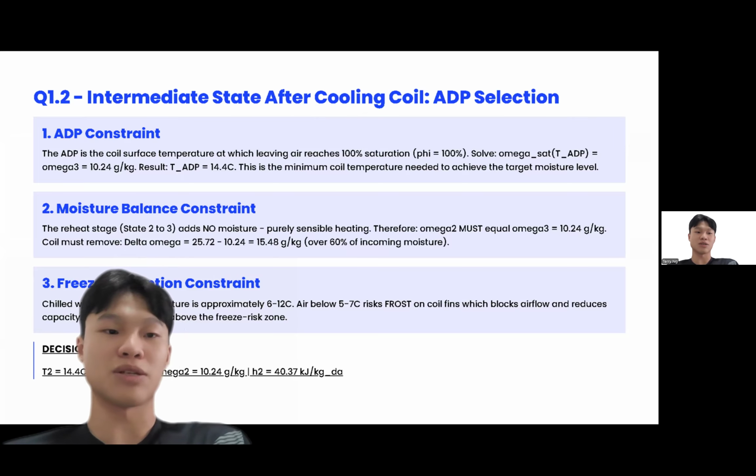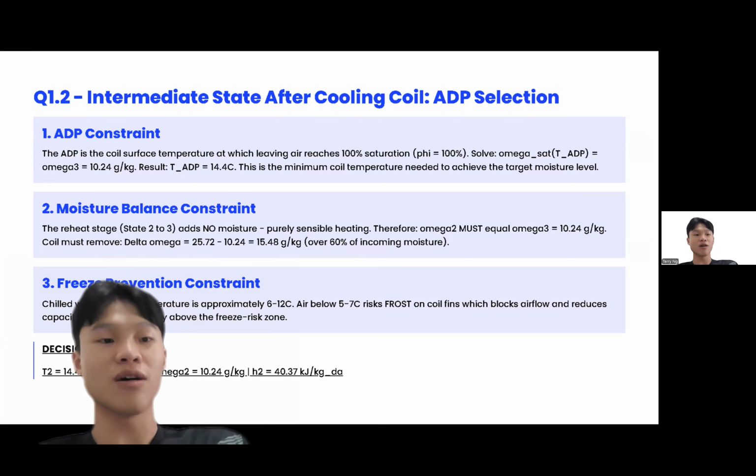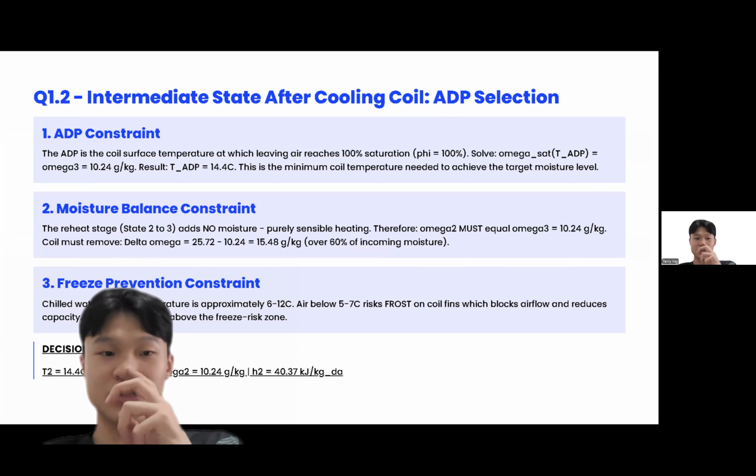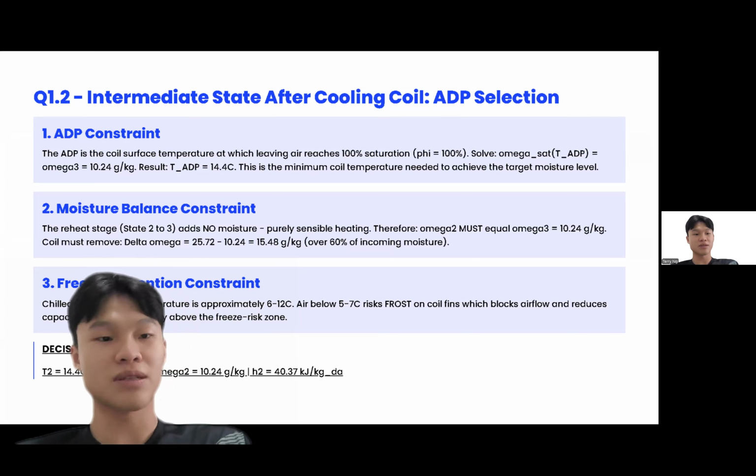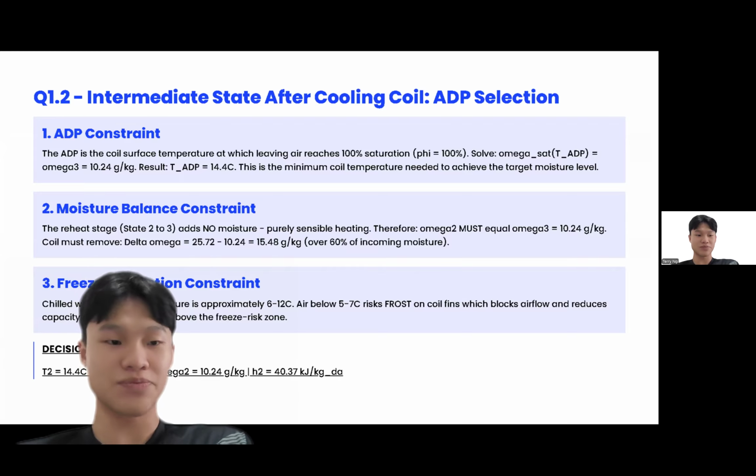This means the cooling coil must remove delta omega equals 25.72 minus 10.24 equals 15.48 grams per kilogram, which is over 16% of the incoming moisture. Constraint 3 is freeze prevention. The chilled water coil runs at 6 to 12 degrees. If the leaving air drops below 5 to 7 degrees, frost forms on the coil fins, blocking airflow. Setting T at 14.4 degrees gives a comfortable safety margin above that freeze risk zone.